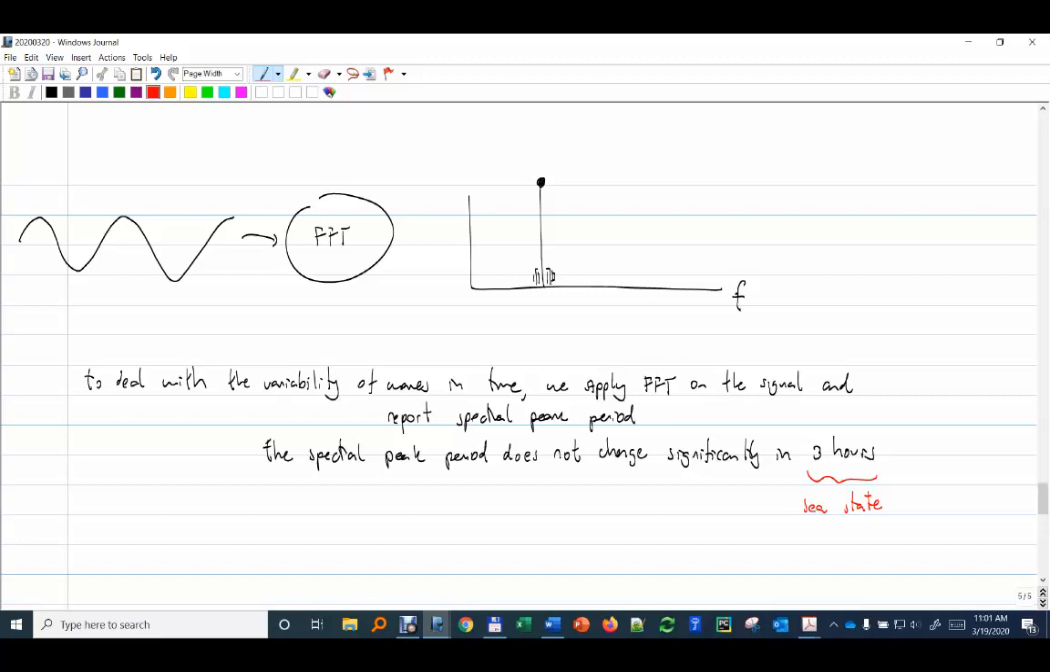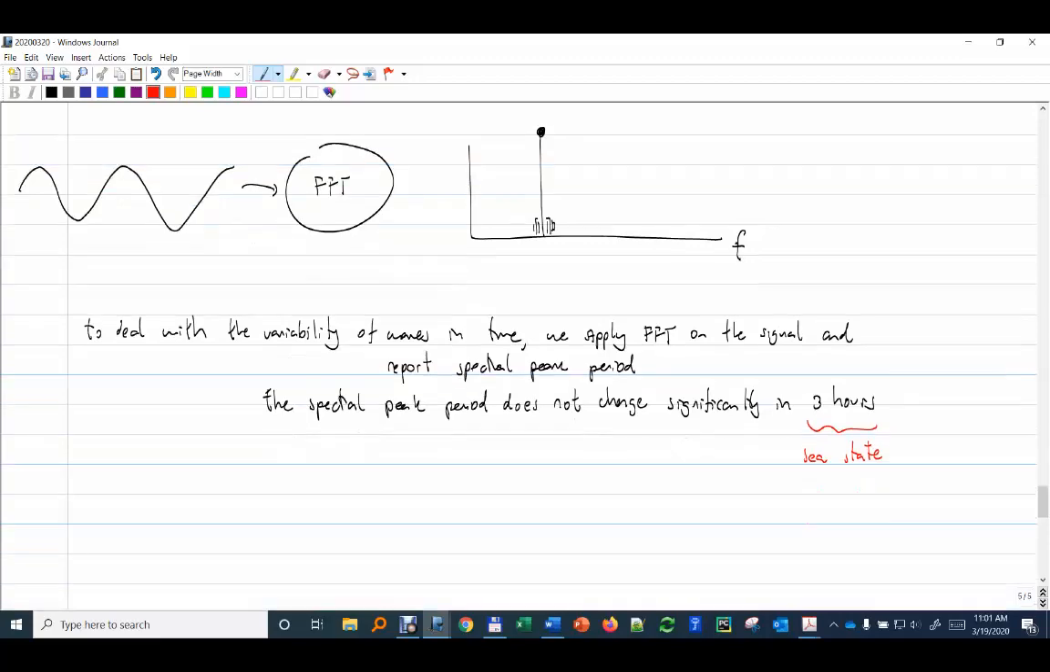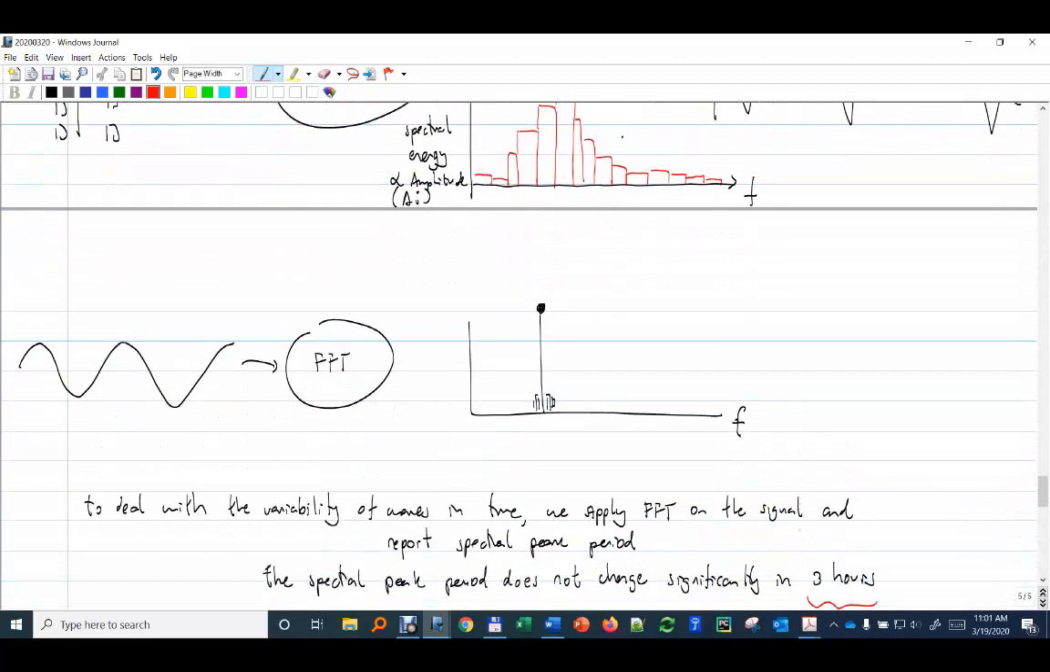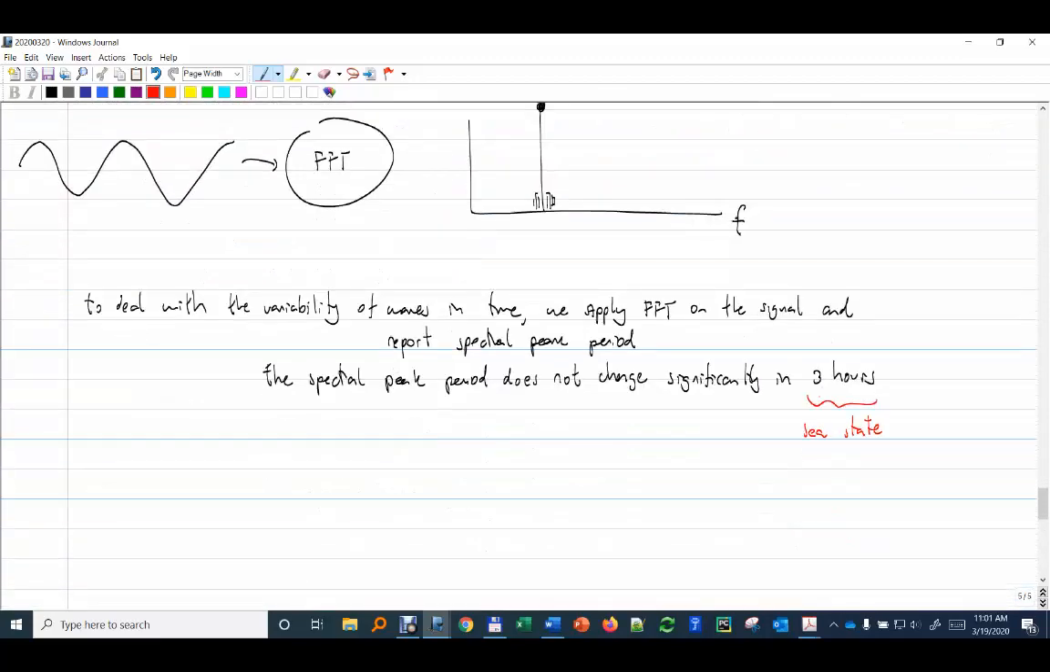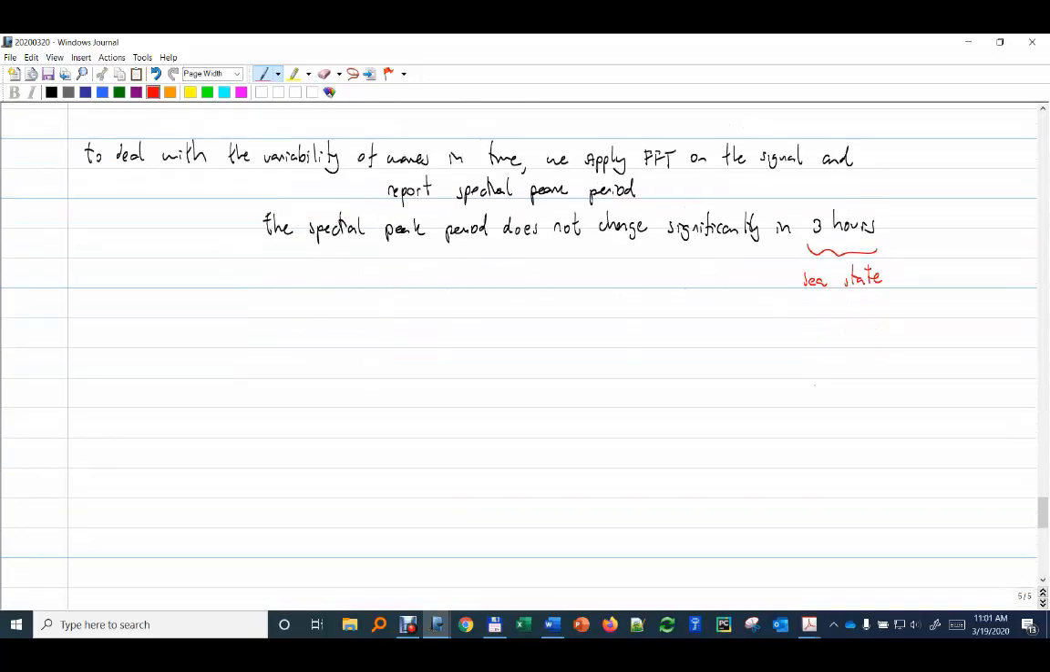If I measure, for example, over 5 hours, then you're going to have quite a bit of spread on this spectrum diagram. So that's how we deal with it: we split into 3 hour periods, and for each 3 hour period I apply an FFT on the values and then report the peak spectral period. But what to do with amplitudes?